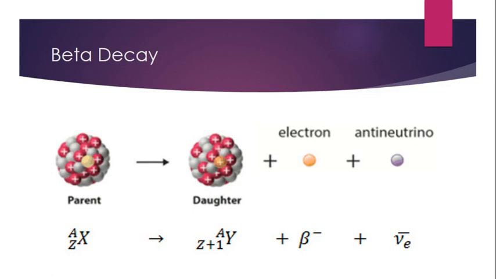So you have to write that a neutron is converted into a proton, electron and an antineutrino. Since a neutron is converted into a proton, the mass number remains the same. But there is a production of a new proton, so the atomic number increases by 1. That's why Z has increased to Z plus 1 and A remains the same.